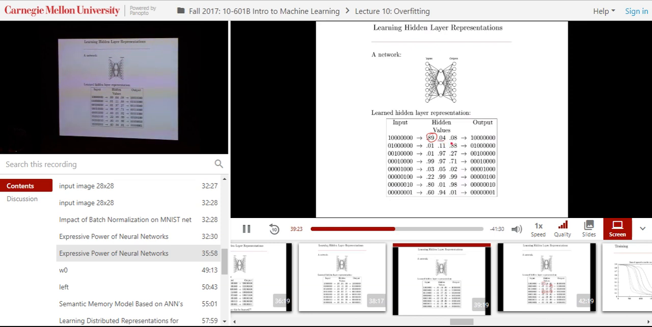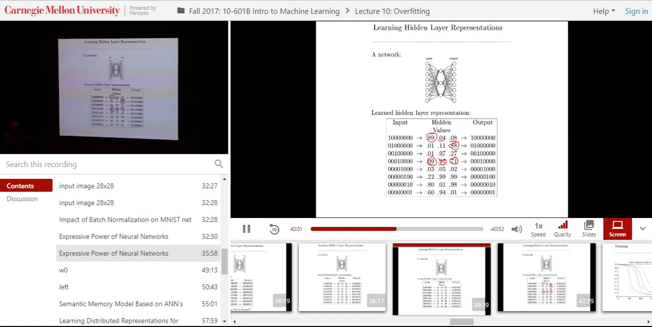So if I round these up, here's a 1 and a 0 and a 0, a 0, 0 and a 1, a 0, 1, 0, 1, 1, 1. You get it. All the possible 3-bit Boolean codes, all 8 of them, it's using. It learned to come up with this 3-bit Boolean code to represent which of the 8 inputs was provided.